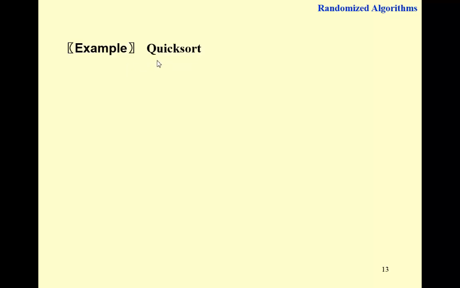Our last example is about Quicksort. We have studied Quicksort in our fundamental course, right? Do you still remember its time complexities? It has the best average case complexity, n log n, right? But in the worst case, still it runs in n squared time. So we call that version of Quicksort the deterministic Quicksort.